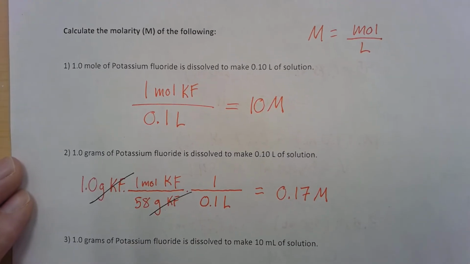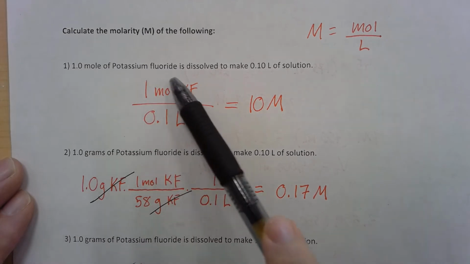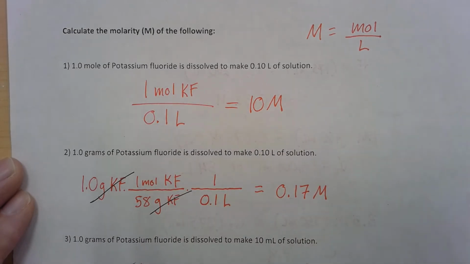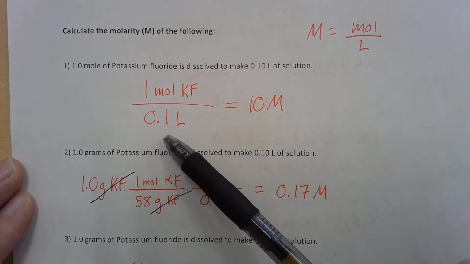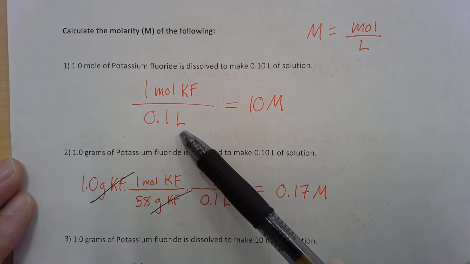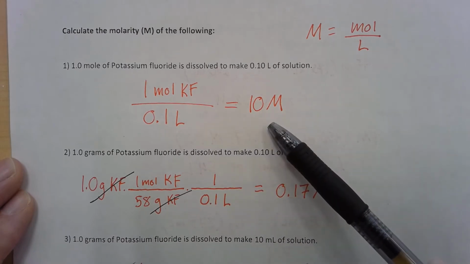Okay, number 1. 1 mole of potassium fluoride is dissolved to make 0.1 liters of solution. Simple enough, you just take the 1 mole of potassium fluoride over the 0.1 liters of solution, and you get 10 molar.